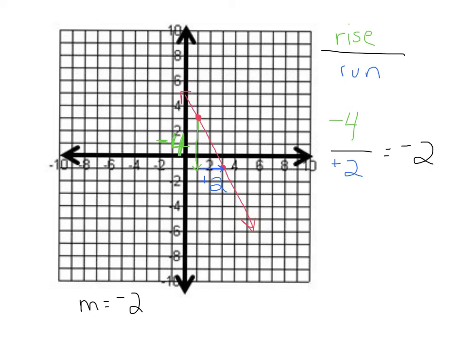Okay, let's look at this the other direction. If I start with this other point, I would go up 4, which would give me a positive 4. And then I would go to the left 2 spots, which would be negative. So positive 4 divided by negative 2 is going to give me an answer of negative 2, which matches my understanding.